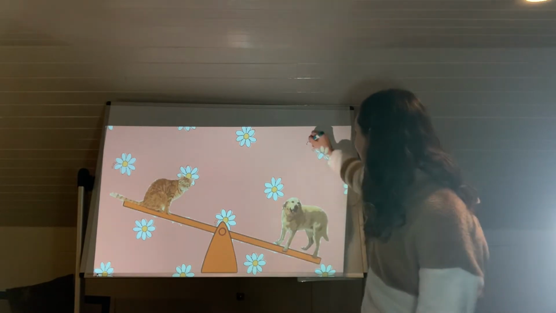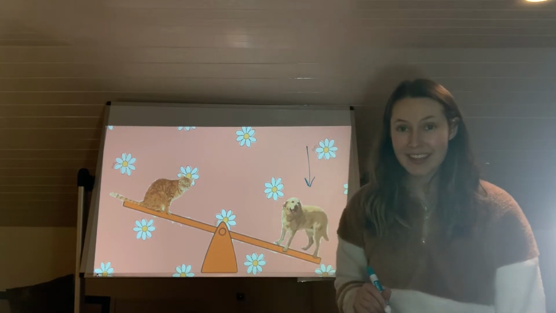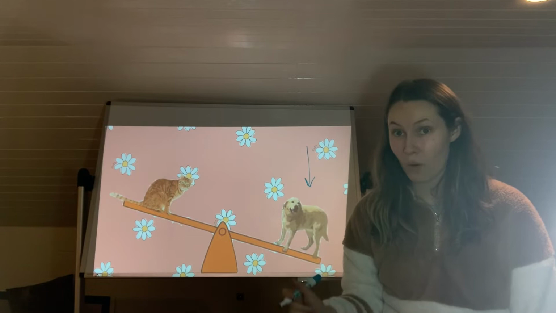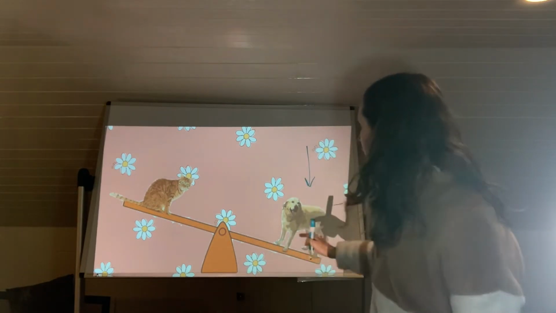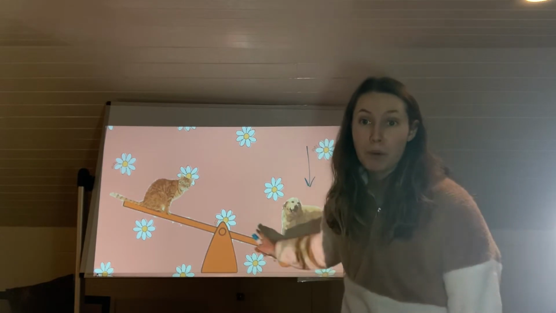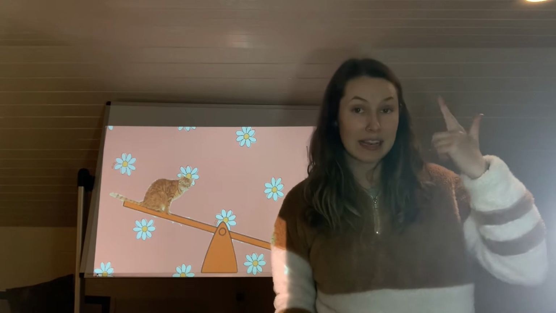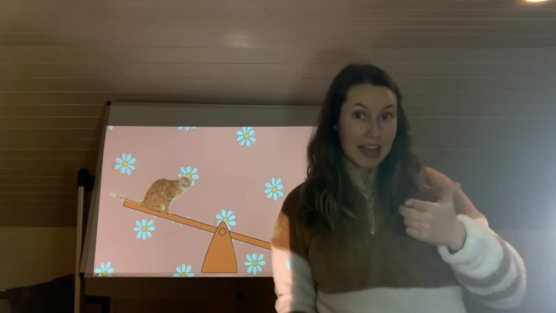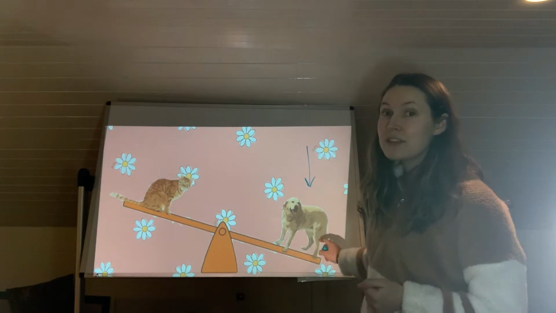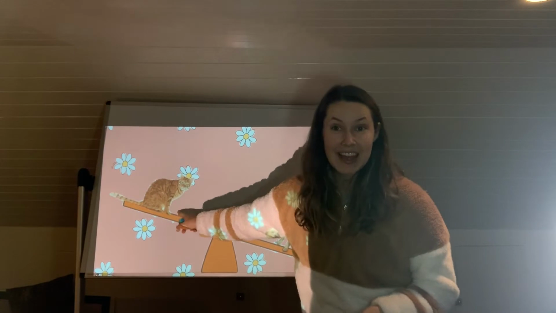One of the sides is tipped down. What does that tell us? It tells us that our dog weighs more. So let's compare the dog and the cat. And remember, when we compare, I want to talk about both of them. And I want to practice using those phrases heavier than and lighter than. So if I want to talk about my dog, I could say the dog is heavier than the cat.